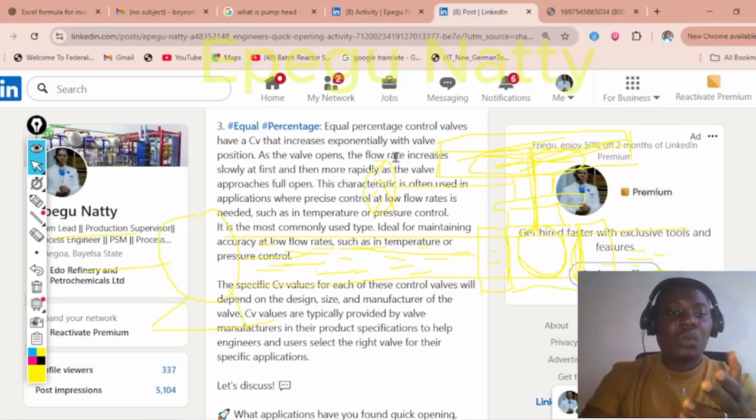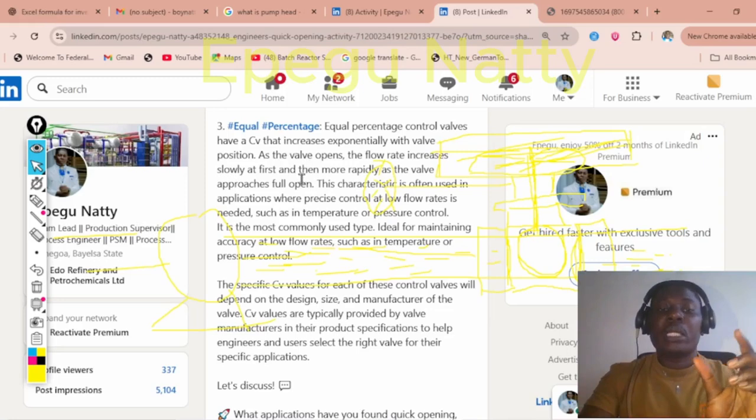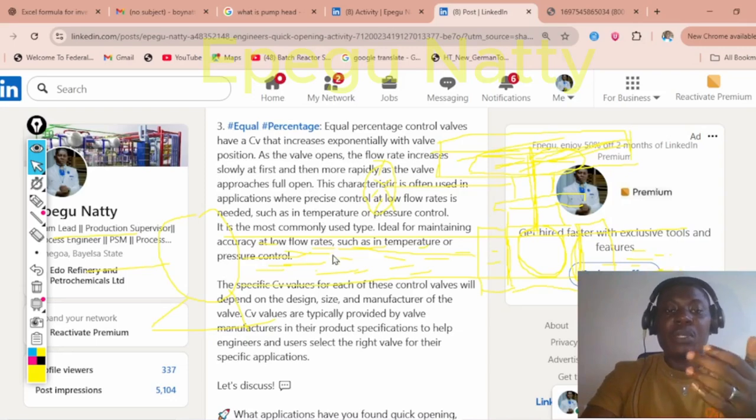Equal percentage control valves have a CV that increases exponentially with valve position. As the valve opens, the flow rate increases slowly at first and then more rapidly as the valve approaches full opening. This characteristic is often used in applications where precise control at low flow rates is needed, such as temperature or pressure control. It is the most commonly used type, ideal for maintaining accuracy at low flow rates, such as in temperature or pressure control.